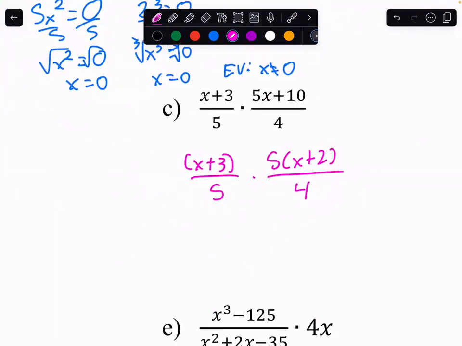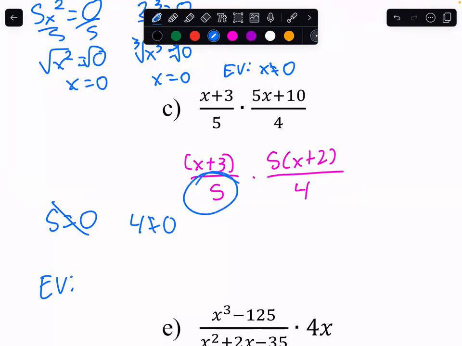Okay, so next step, remember, is to check for EVs. 5 cannot turn into 0. Doesn't matter what x is. And same thing, 4 cannot turn into 0. Again, it's not x plus 5. It's not 5x. It's just 5. So when there's no variable, there's no danger. So there's no excluded values.